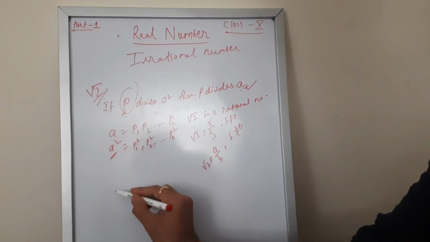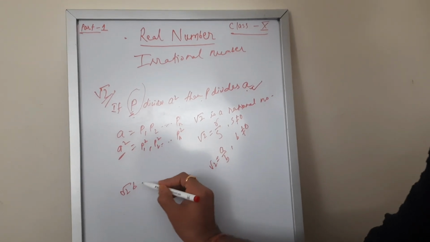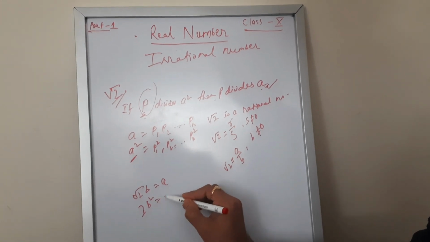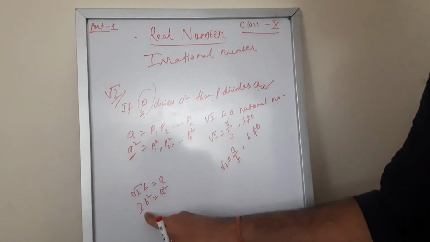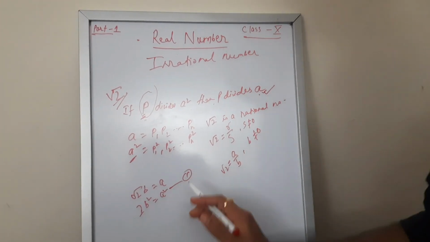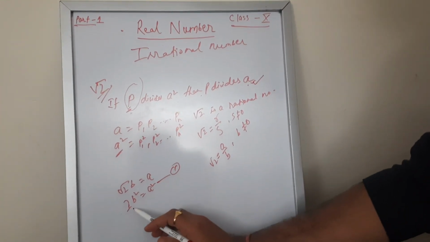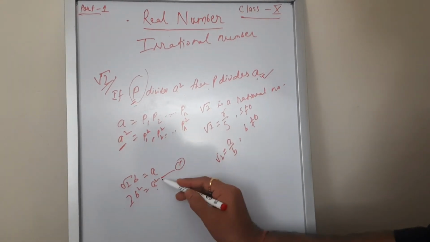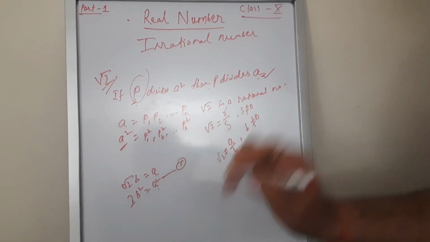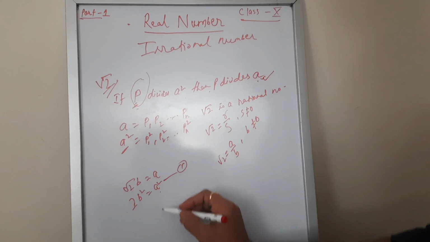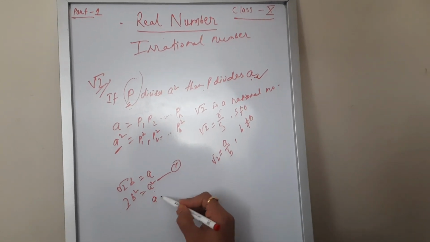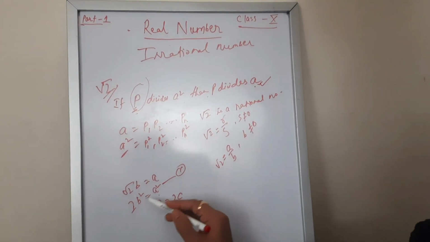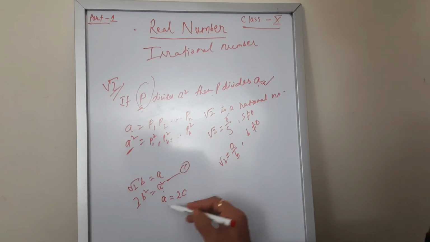We can write this as root 2 b is equal to a. We can write this as 2b square is equal to a square. See here, let's call this equation 1. 2b square equals a square. It means 2 divides a. Clear? Here we can say 2 divides a. Now, since 2 divides a, therefore we can write a is equal to 2c. This is because we have seen 2b square is equal to a square, therefore 2 divides a.